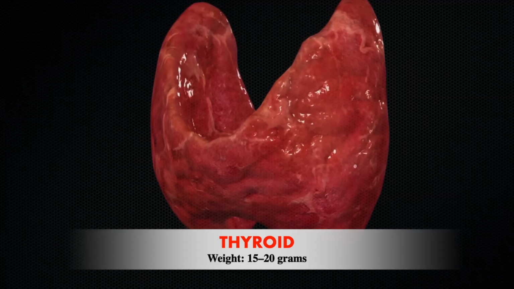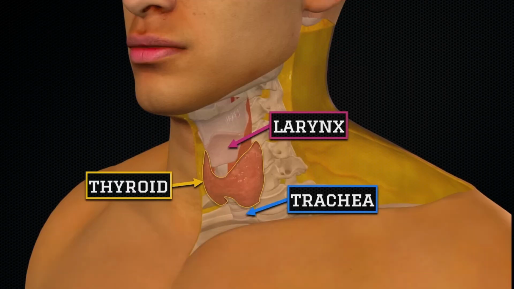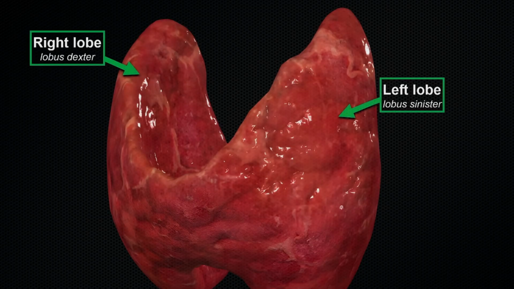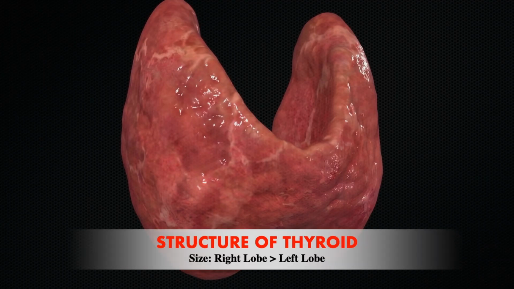This image is a planar thyroid scintigram showing the physical outline of the gland. A normal thyroid weighs between 15 and 20 grams. It wraps around the trachea just inferior to the larynx, consisting of a right lobe, a left lobe, and a narrow bridge called the isthmus. Notice how the right lobe is often anatomically larger than the left.